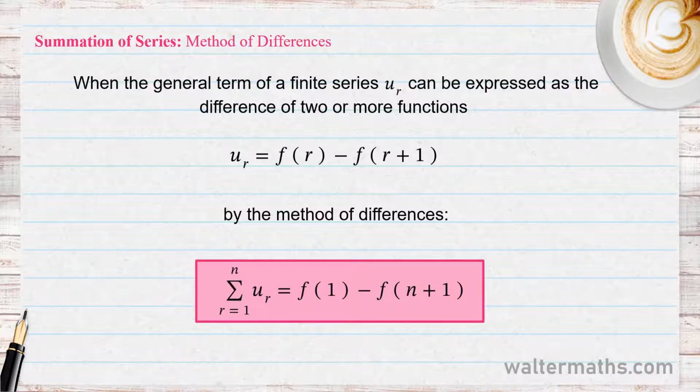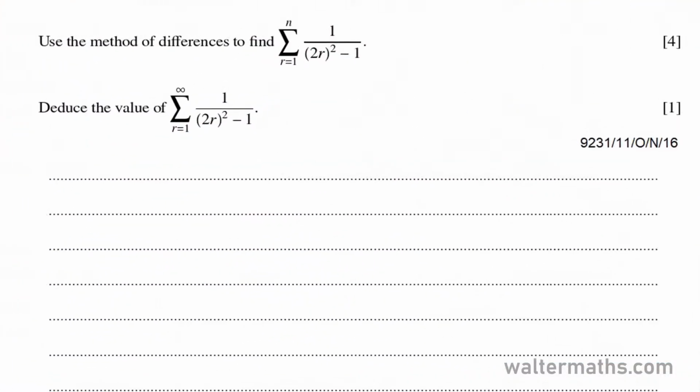So next we're going to be looking at an example where we're going to be using the method of differences to find the sum of a series. Let's look at it. Use the method of differences to find the summation from r is equal to 1 up to n of terms of the form 1 over 2r squared minus 1.